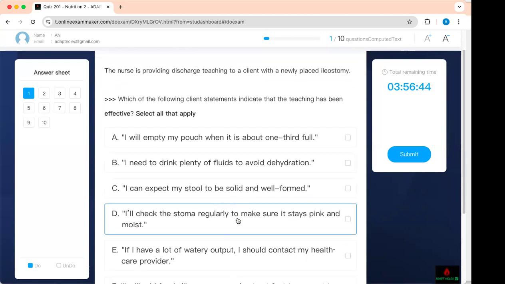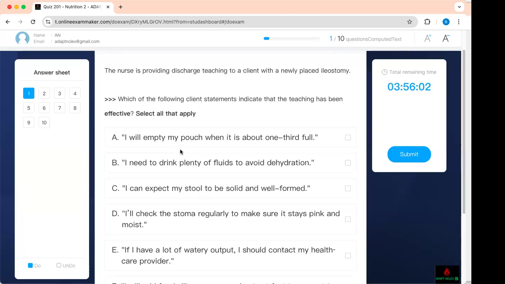And this is providing discharge teaching to a client with a newly placed ileostomy. Which of the following client statements indicate that the teaching has been effective? Select all that apply. What do you know about ileostomy? The output is all liquid. It causes dehydration. So patients need to be educated about ensuring they're taking adequate fluid intake and avoiding food that will cause blockage. You see, I have my buzzwords, I have my case, I've come out with my content. I know what I'm looking for without looking at the answer. I talk to myself. I say, these are the things about ileostomy.